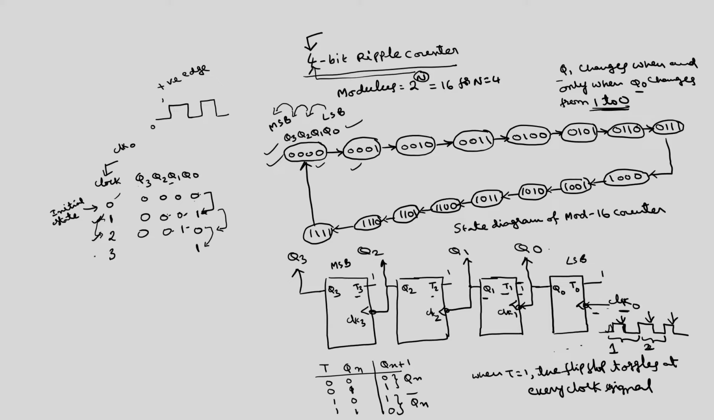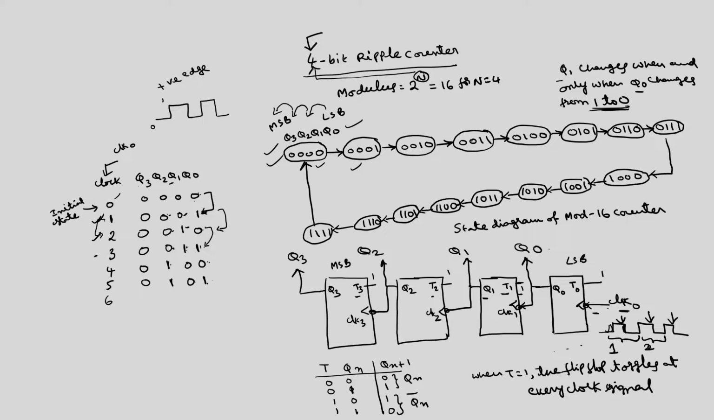At the third clock signal, this changes from 0 to 1. A 0 to 1 transition means no change, 1 to 1 means no change, 0 to 0 means no change. At the fourth clock signal, this always changes, 1 to 0 means change. 1 to 0 means there is a change. The 0 to 1 means no change at Q3. At the fifth clock signal, 0 to 1 transition means no change, 0 to 0 means no change, 1 to 1 means no change.